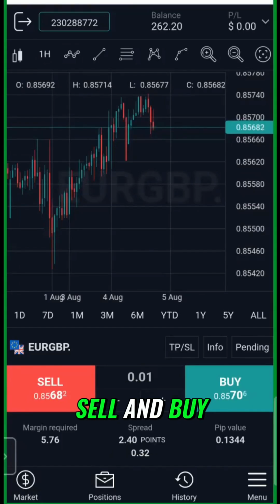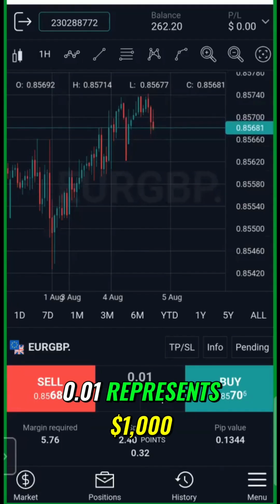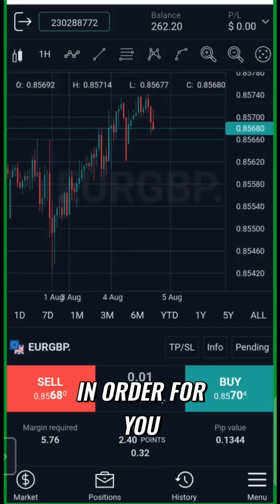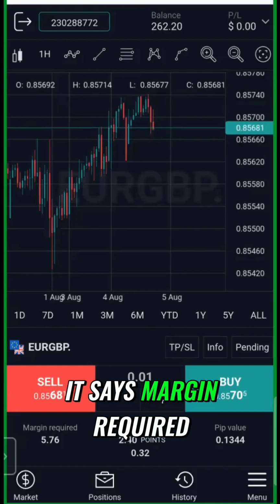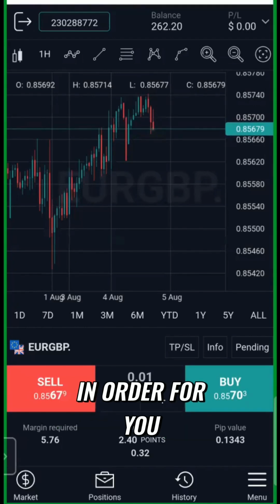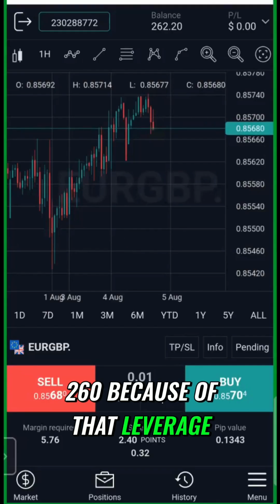Where you see below sell and buy, this 0.01, that's your trade size. Now, when you trade Forex, 0.01 represents $1,000. So you will be selling $1,000. However, in order to sell $1,000, you see below sell, it says margin required. What is the margin required? 5.76. Imagine, in order to trade $1,000, you will need only 5.76 off your 260 because of that leverage.